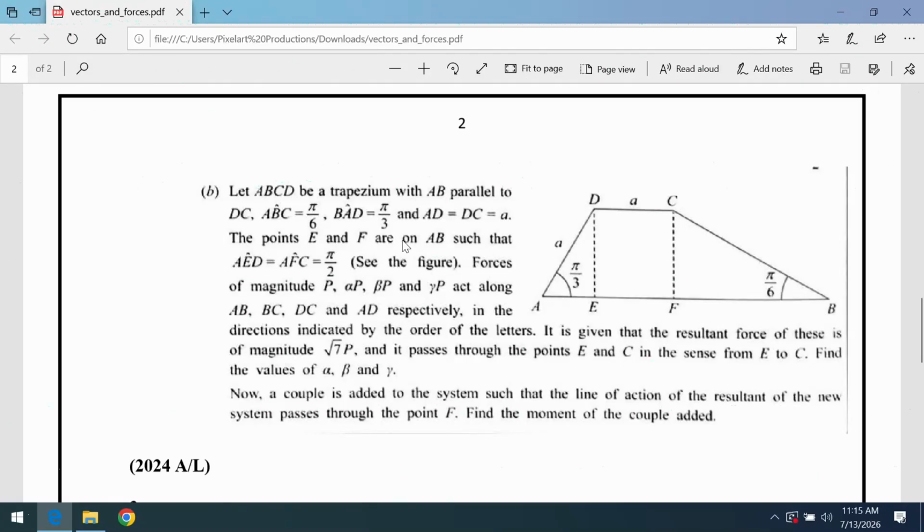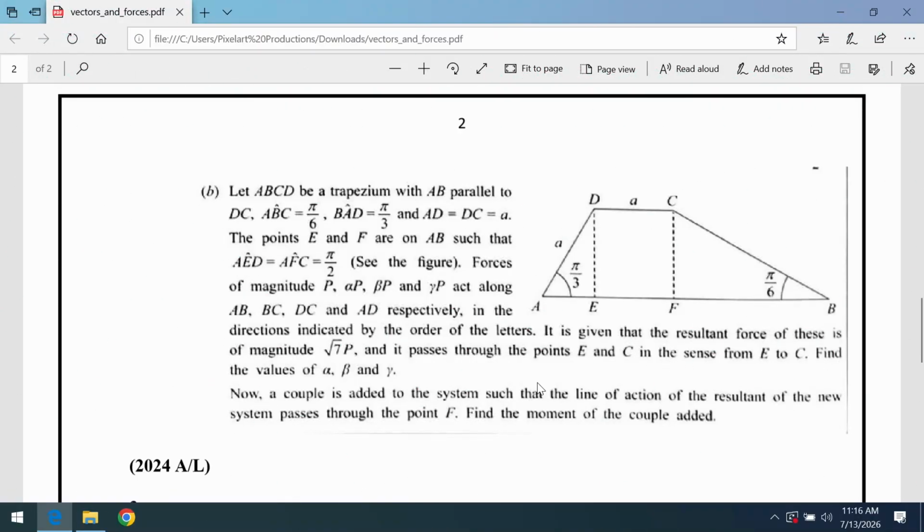The points E and F are on AB such that angle AED and angle AEFC are 90, that means these are perpendiculars. Forces of magnitude P, alpha P, beta P, and gamma P act along AB, BC, DC, and AD respectively in the direction indicated by the order of the letters. It is given that the resultant force of these is of magnitude root 7p, and it passes through the points E and C in the sense from E to C.